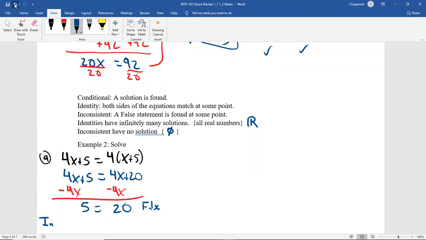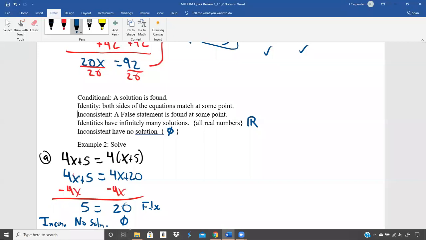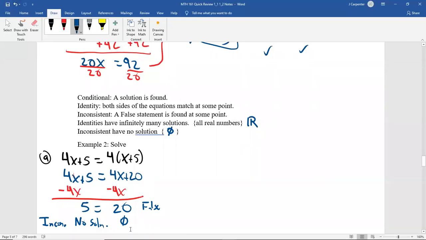So you can say it's inconsistent. I'm going to abbreviate. You can say there's no solution. Again, abbreviating. You can use the symbol for no solution. That's the Greek letter phi, depending on your pronunciation. But those are the different ways you can answer this, and my math lab can ask you any of those ways.